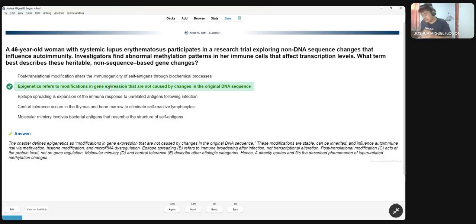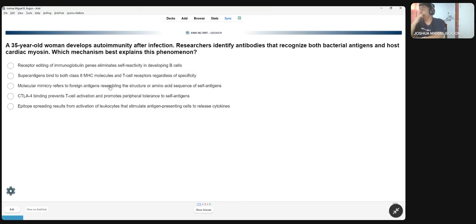It causes abnormal regulation of microRNAs. Modifications in gene expression that are not caused by changes in the original DNA sequence, so it's non-DNA sequence changes. A 35-year-old woman develops autoimmunity after infection. Researchers identify antibodies that recognize both bacterial antigens and host cardiac myosin. So autoimmunity after infection.